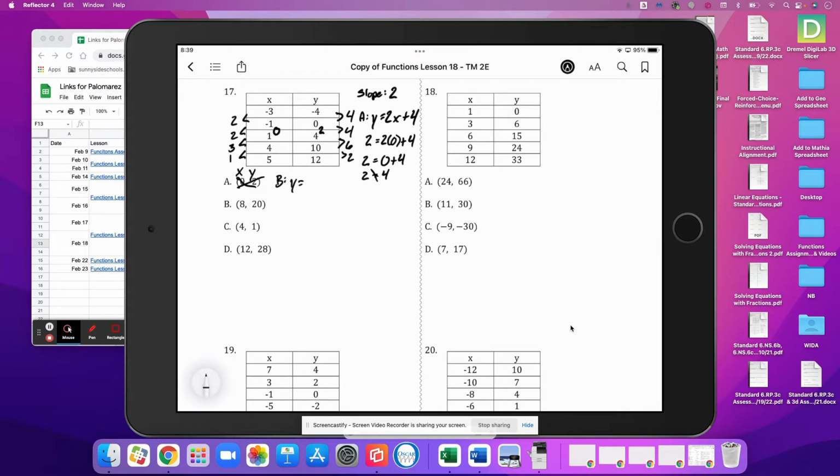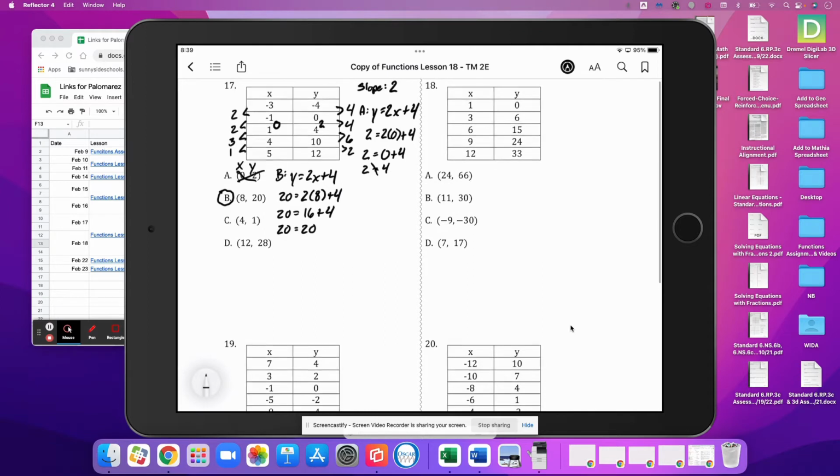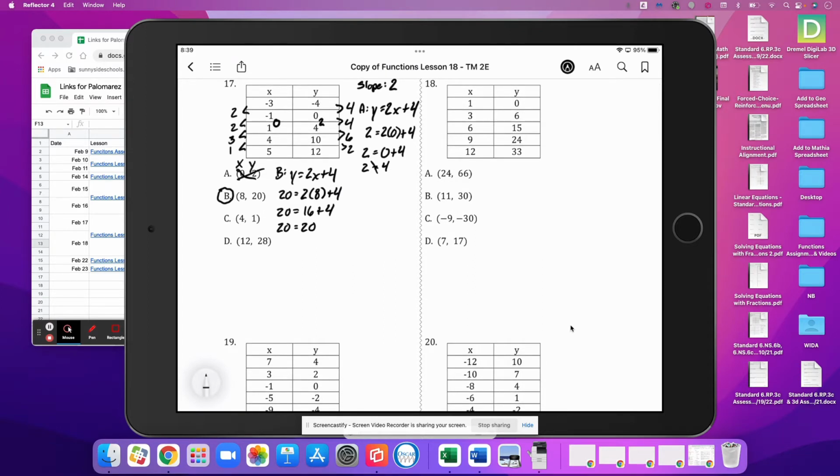For B, again we have y equals 2x plus 4. So 20 equals 2 times 8 plus 4. 20 equals 16 plus 4, and so it looks like yes, 20 is equal to 20. So B is a solution to the function, which satisfies the function, whatever language we're using there.